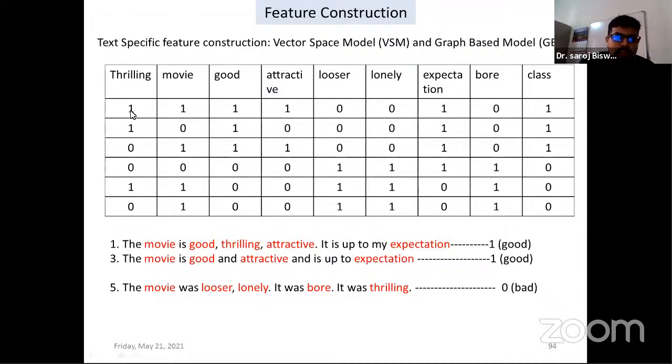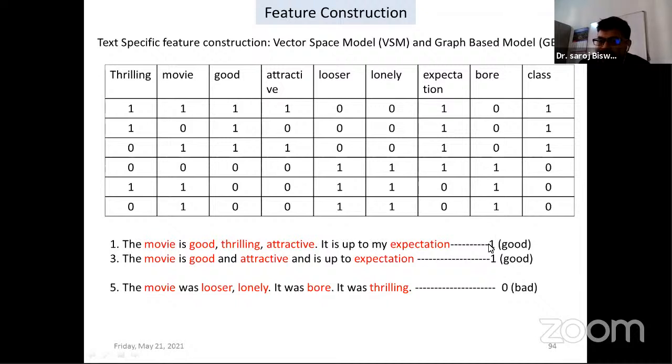So here this is 1. So movie is there or not? Yeah, movie is there. So 1. Good is there? Yes, good is there. Attractive is there? Yes. Loser is there? No, 0. Lonely is there? No, 0. Expectation is there? Yes. That's why 1. Bored is there in the first one? No, bored is not there. So that's why this is 0.